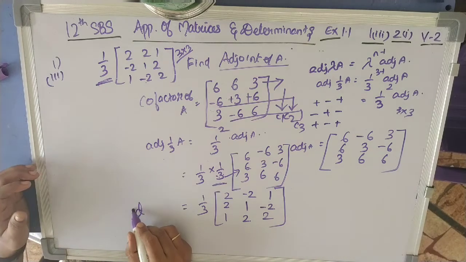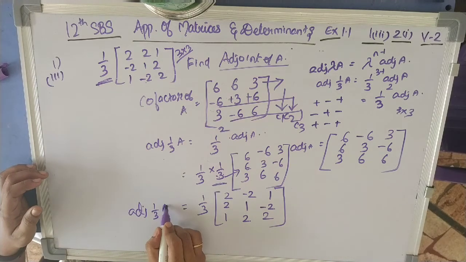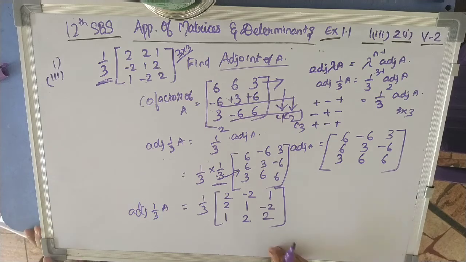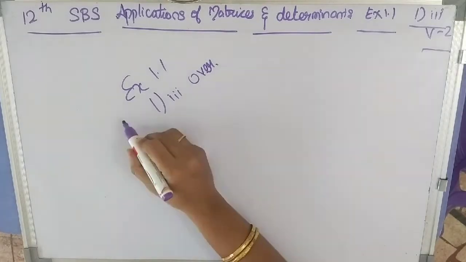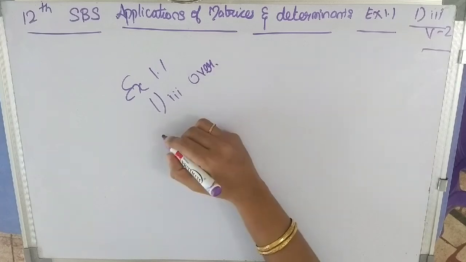Now, this is the adjoint of 1 by 3A. That is 1 by 3 into 2 minus 2 1, 2 1 minus 2, and 1 2 2. Clear? Now, with this, exercise 1.1, the third subdivision of problem 1 is over.